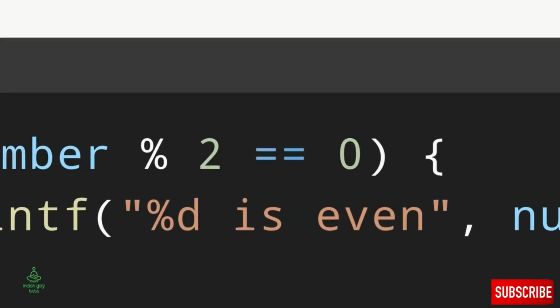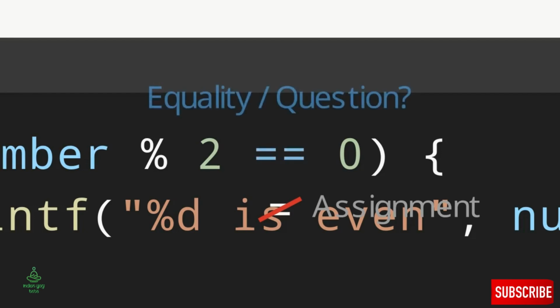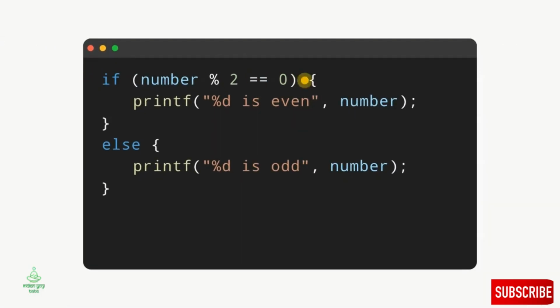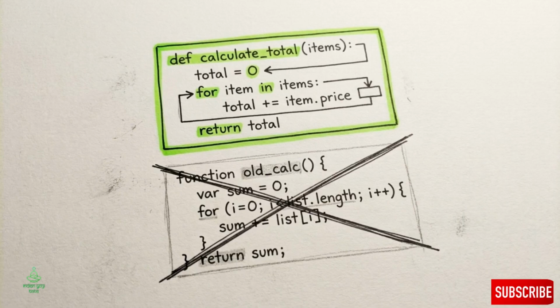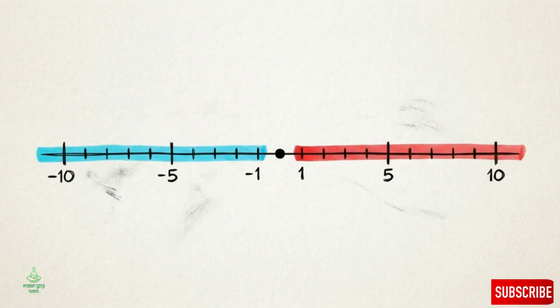Notice the two equal signs in the condition. A single equal sign assigns a value to a variable. A double equal sign asks a question. Are these two values exactly equal? By linking these statements, the if-else construct guarantees that exactly one and only one of your two code blocks will execute. Now, how would you handle 3 possible states?